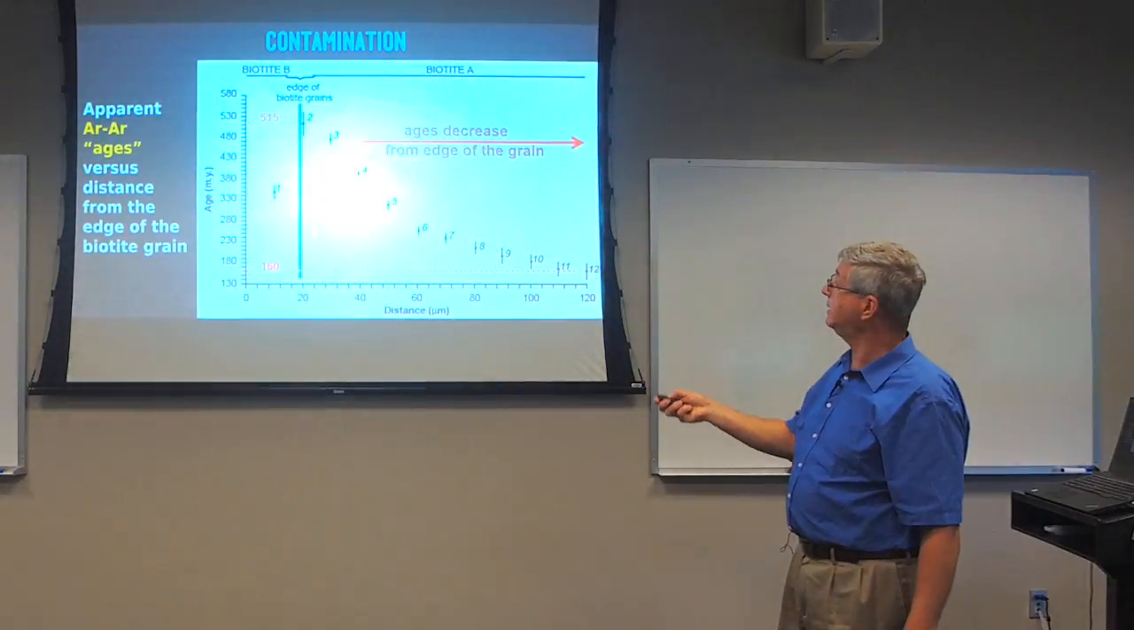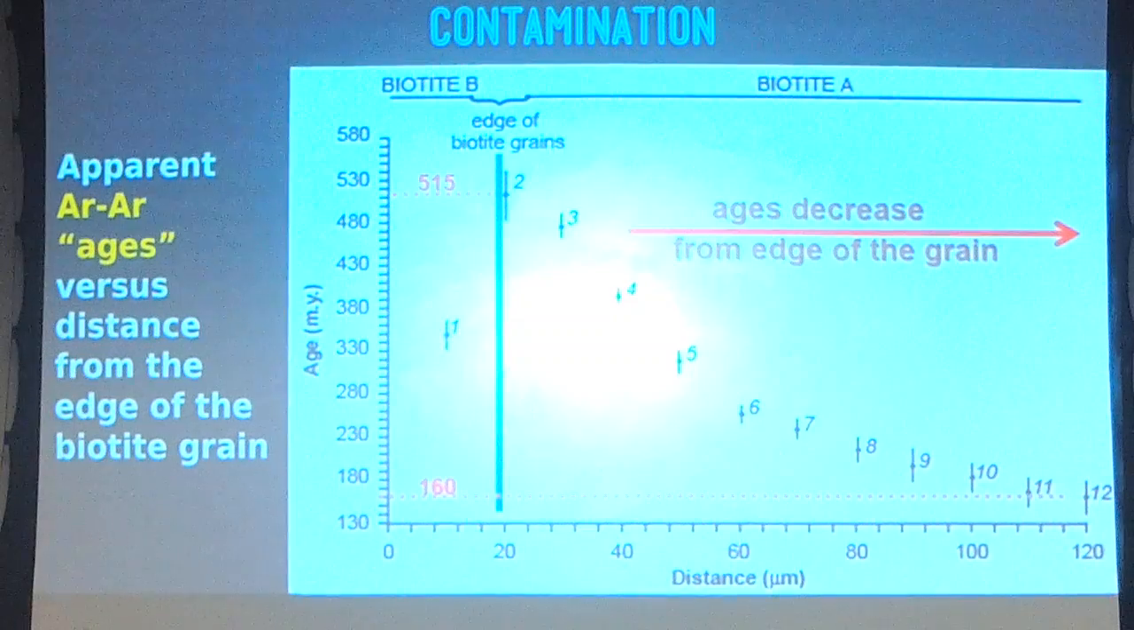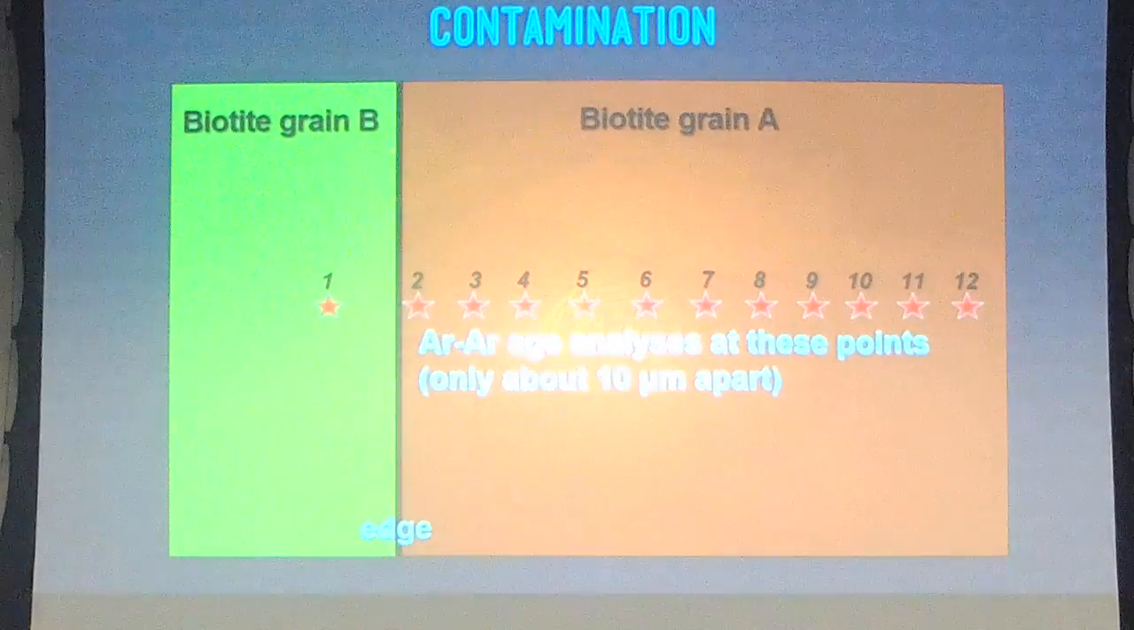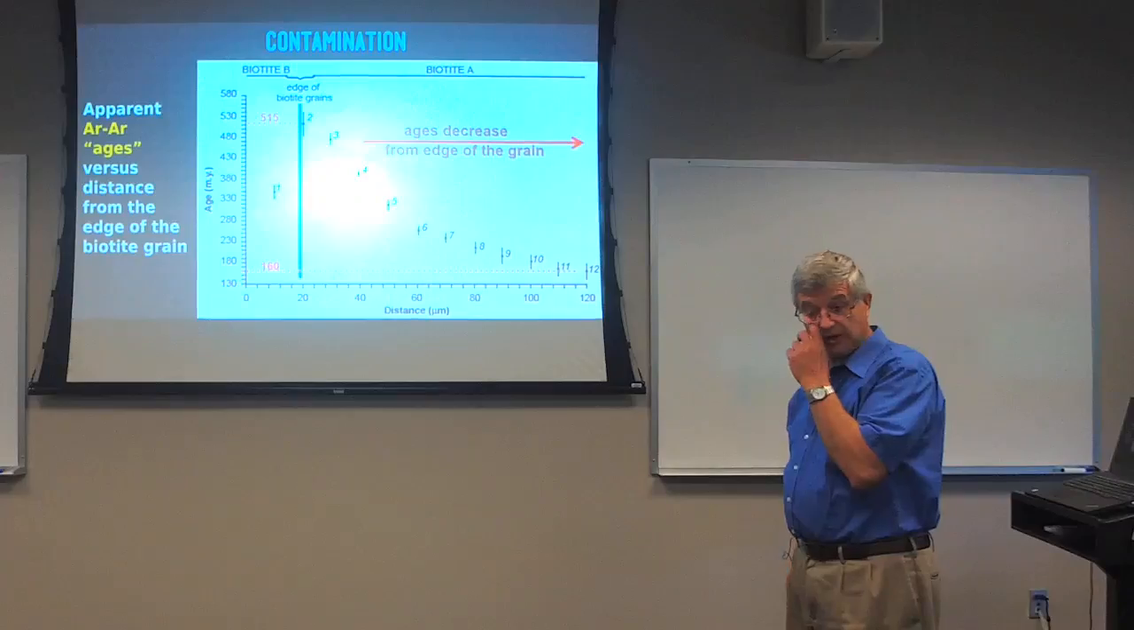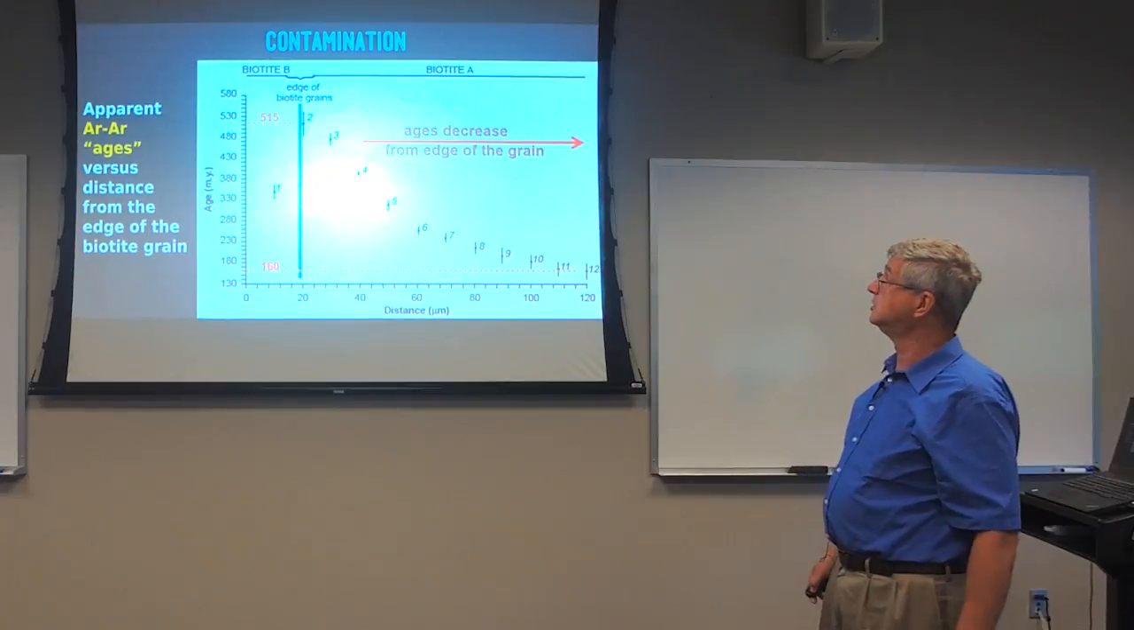And what do we get? Here's that boundary here. Remember, each of those stars represents an analysis point, and they're numbered. So in grain B, this is analysis 2, 3, 4, 5 to 12, like we had before. The distance is only 100 microns from the edge to the centre. Notice that the argon age drops from 515 million years at the edge down to 160 million years inside. And that's only a distance of 100 microns.